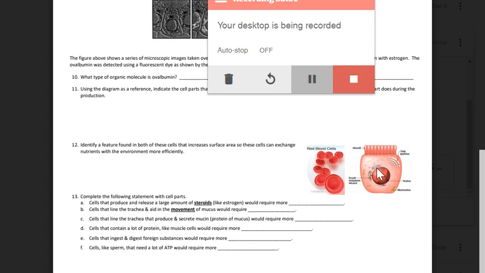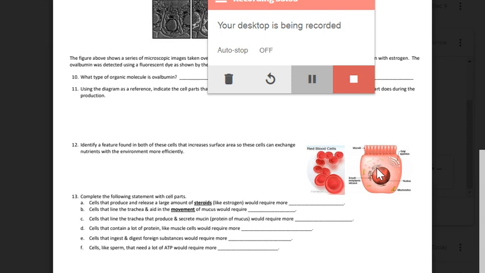Okay, D is kind of tricky. It says cells that contain a lot of protein. So that means the protein stays inside of them. If it contains a lot of proteins, they're not shipping proteins out. They're making proteins and it's staying inside of them. So what would they have a lot of to be able to meet those high protein demands, like in muscle cells?